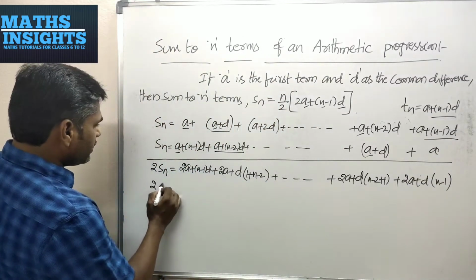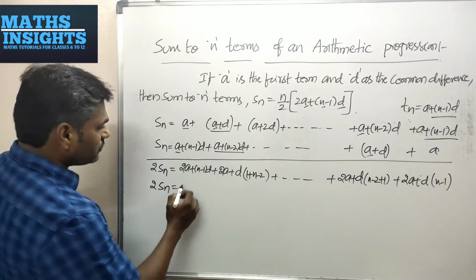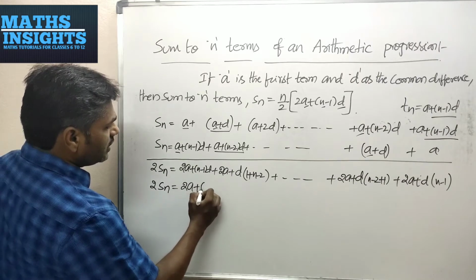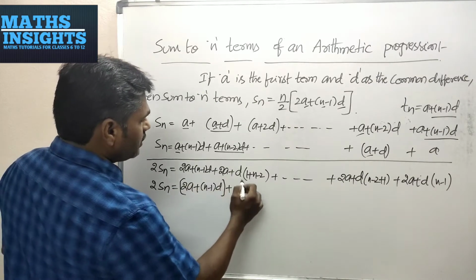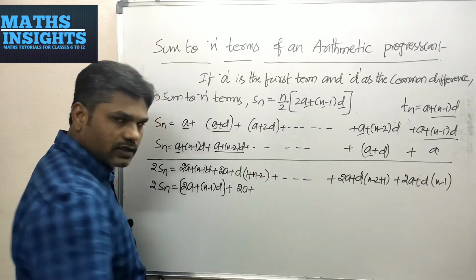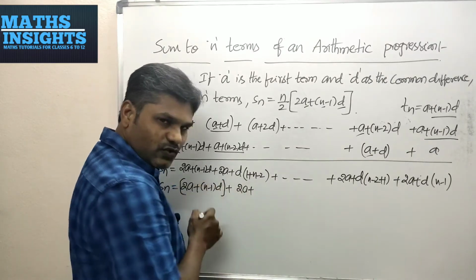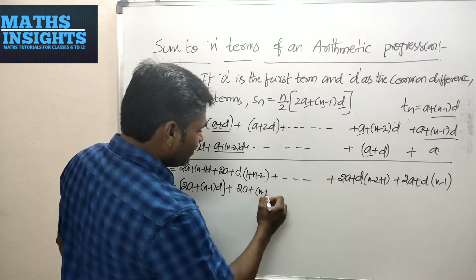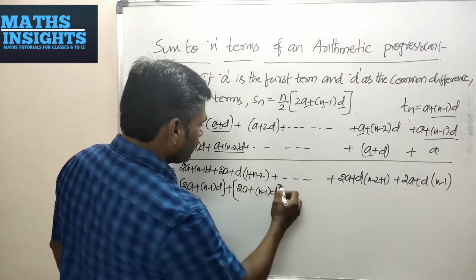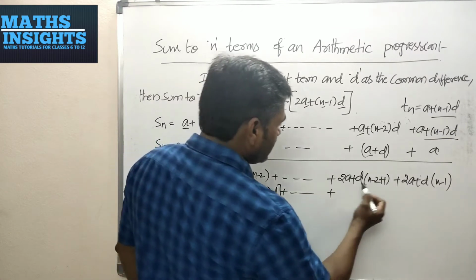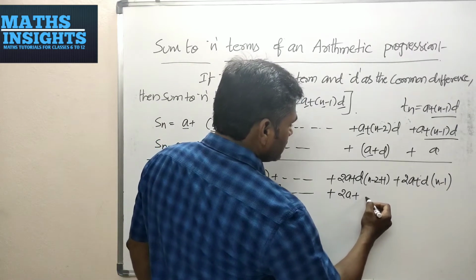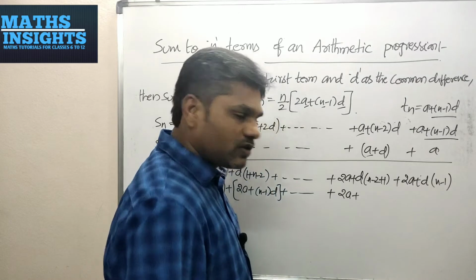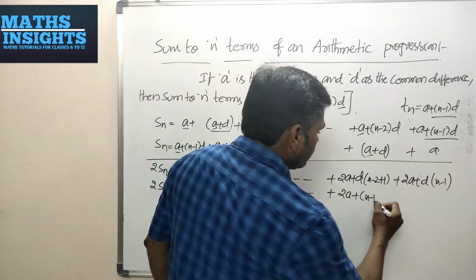In every term, if you observe, this is 2a plus n minus 1 into d. Here also 2a plus n minus 2 plus 1, which becomes n minus 1 into d, plus and so on. Plus here also, 2a plus n minus 2 plus 1, n minus 1 into d.